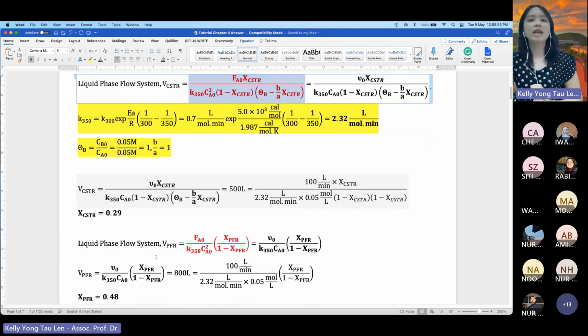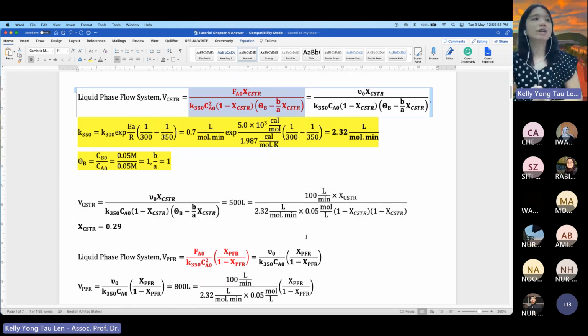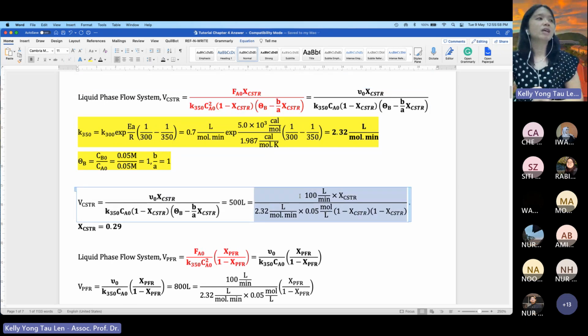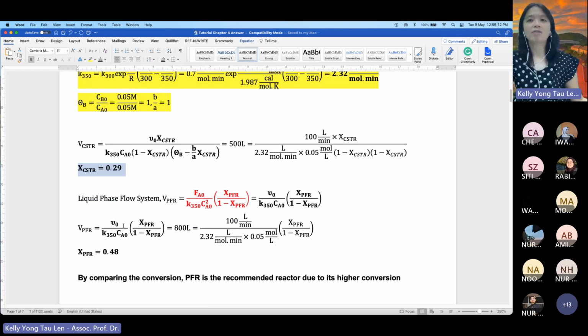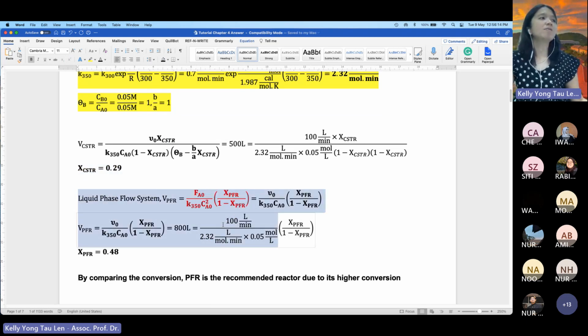Okay, in the end, you will get, when you do the solution, the quadratic equation, you can see here, the entire equation, all are numbers except for your conversion. Therefore, you can get the conversion of the CSTR as 0.29, which is 29%. Okay, so I go to the next one, PFR. Okay, so PFR, again, sama concept.